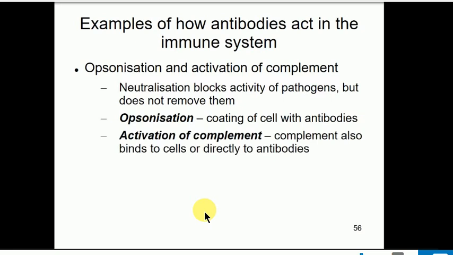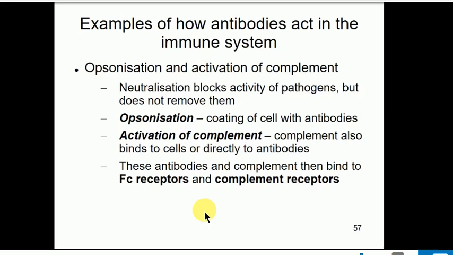And complement. Complement is not just one protein. Complement's a whole set of proteins with a range of antibacterial activities. And complement, I'm not going to go through all of these, it's not that relevant for this particular course, but complement can act directly by binding to cells, but also by binding to antibodies that are bound to cells. So that's another way in which toxins or bacteria or invading items can be recognized by cells of our immune system by the binding of complement.